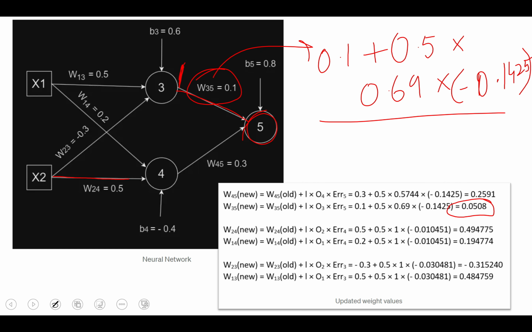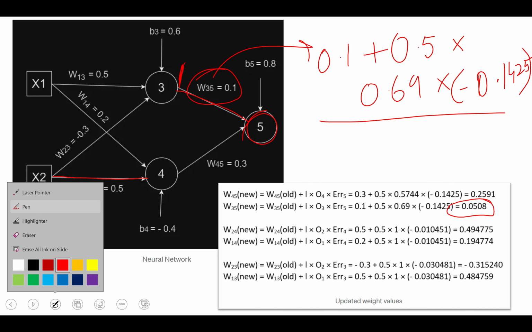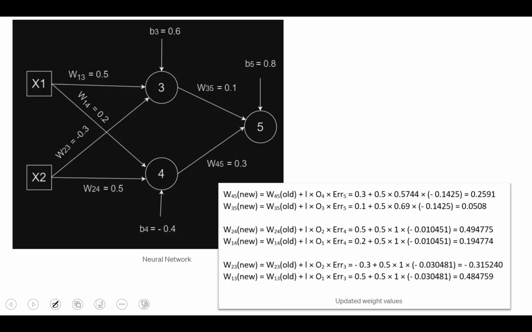Similarly, you will apply the same formula here. So what will be the formula? Try it yourself. You will have the older weight plus learning rate, that is 0.5, multiplied by O2, whatever the value was here. O2 was the input value, multiplied by the error at this node. This we have already evaluated. Solve this and you will get the new weight. Similarly, update the other weights. This is how you will get the newer weights.